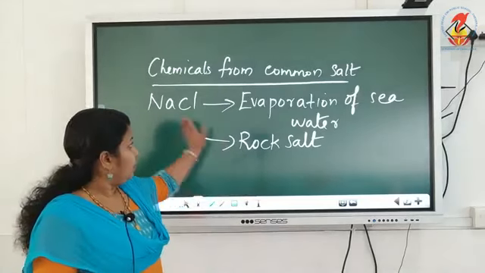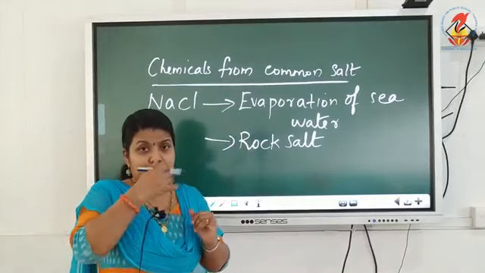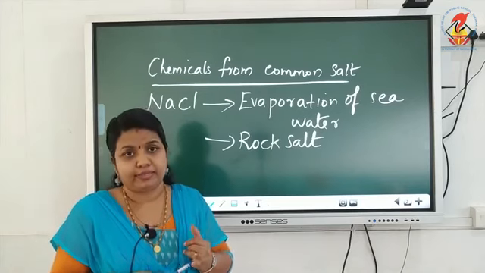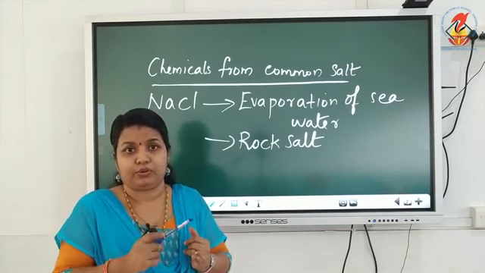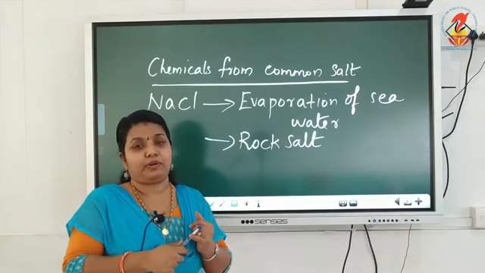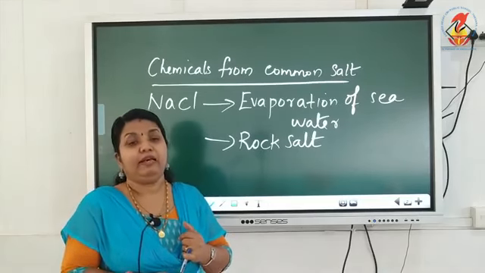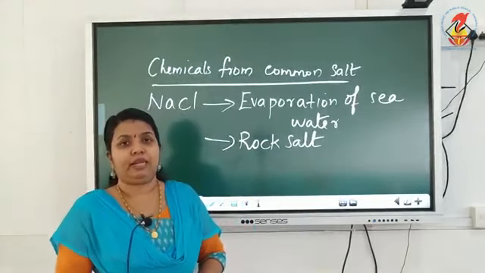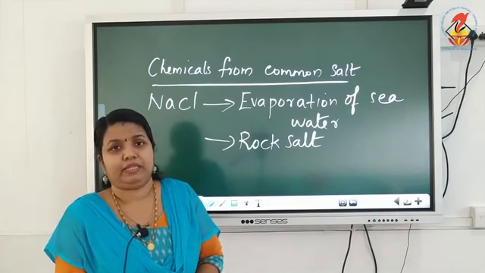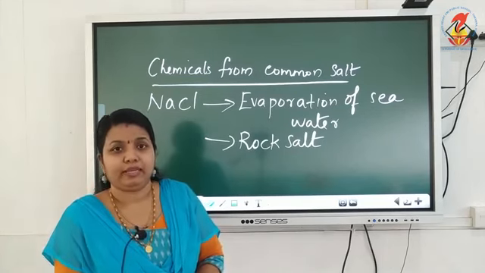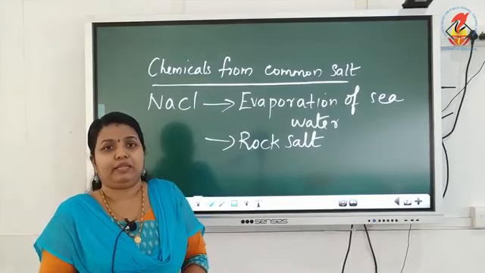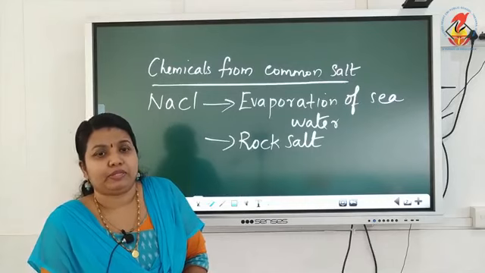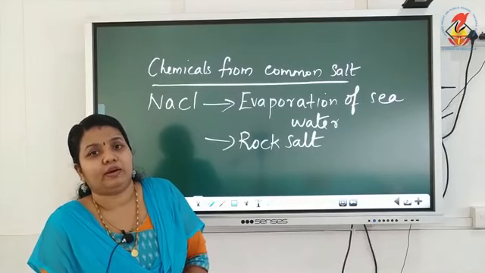So the things you have to remember: salts are compounds formed by the reaction between acids and bases. Common salt is the most commonly used salt, that is sodium chloride. The source of sodium chloride is seawater and it is obtained by the evaporation of seawater. Seawater is collected in shallow pits and the water is allowed to evaporate by the heat of the sun. Then salt will be left behind. The salt that we get is in the form of large crystals and is often brown due to the presence of impurities. We call it rock salt.